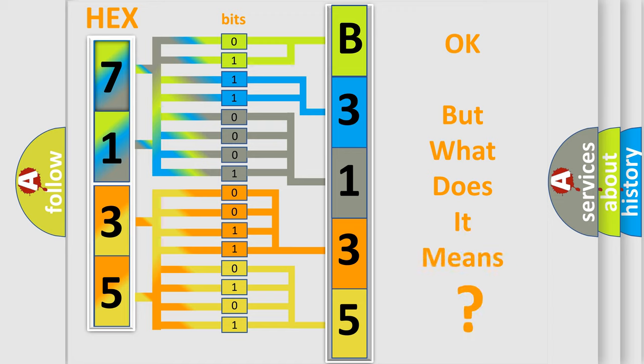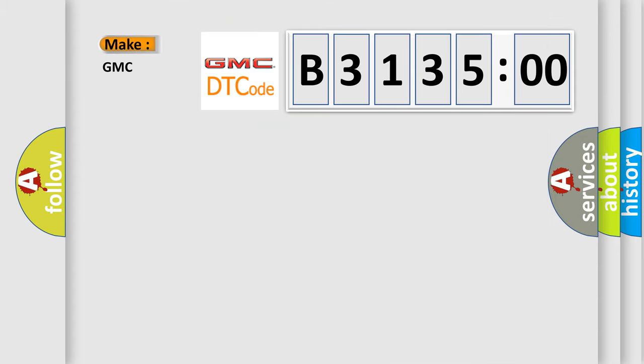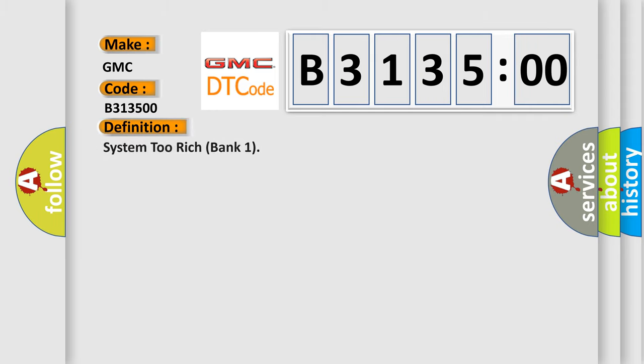The number itself does not make sense to us if we cannot assign information to what it actually expresses. So, what does the Diagnostic Trouble Code B3135-00 interpret specifically for GMC car manufacturers? The basic definition is System 2 Rich Bank 1. And now this is a short description of this DTC code.